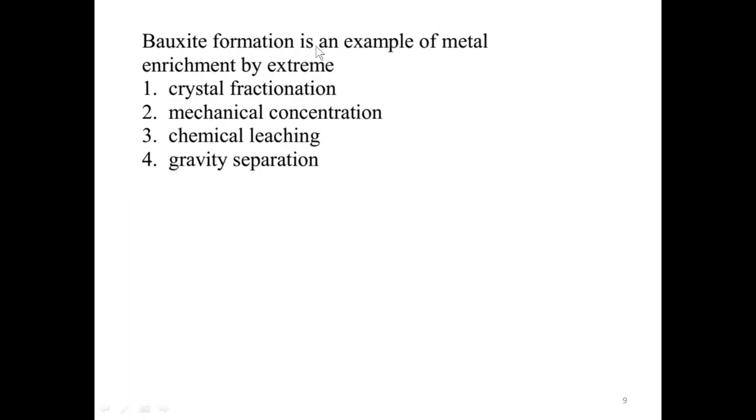Next is bauxite formation is an example of metal enrichment by extreme crystal fractionation, mechanical concentration, chemical leaching, and gravity separation. Those of you who have read ore geology in your BSc and MSc classes must be aware that whenever we are talking about metal enrichment, then the first process that comes to mind will be the supergene sulfide enrichment. Okay, supergene enrichment.